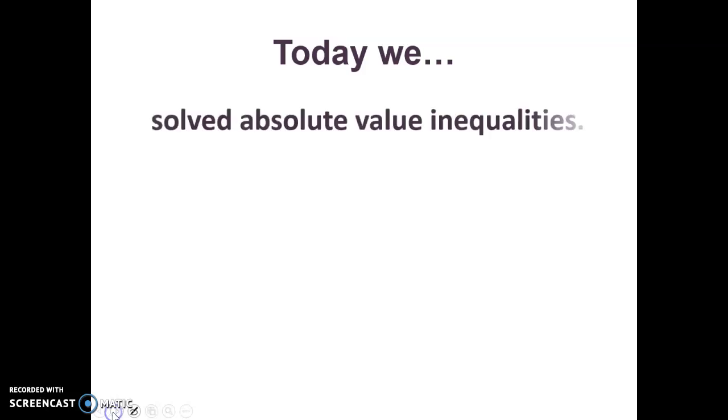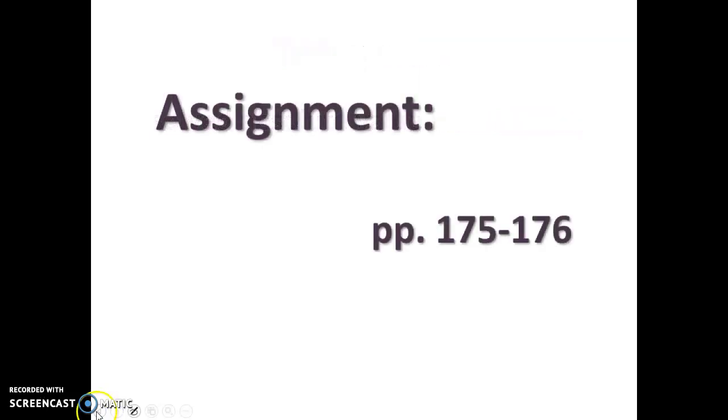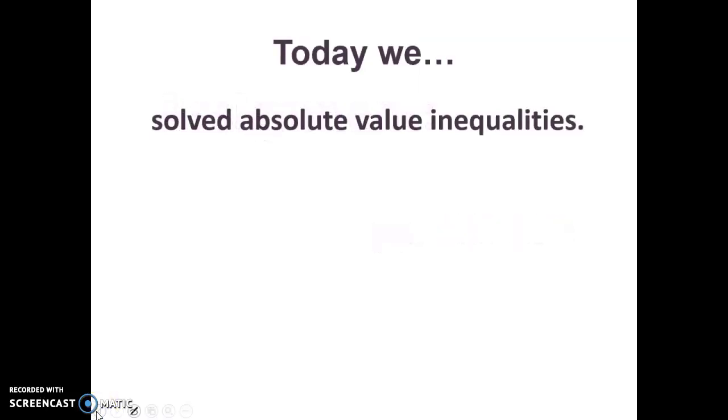Today, we solved absolute value inequalities, and we went through all the steps of setting it equal to 2 different values, both a positive and negative. Don't forget, we set the expression greater than or less than, whatever the numbers were. Don't forget when you are writing that second expression, where you're using the negative value, you've got to flip that sign.